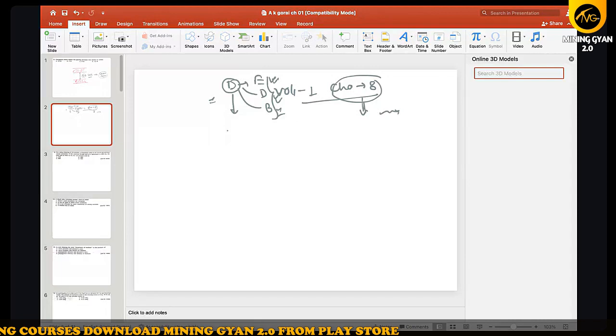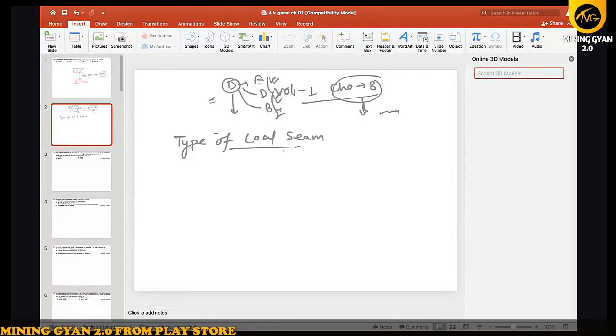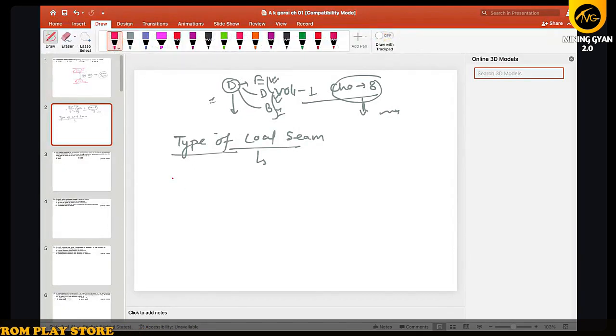Okay, so type of coal seam, I am taking this chapter. टाइप ऑफ कोल सीम हम 3 टाइप से पढ़ेंगे। We will study first based on thickness, and first type, second type is based on gradient.